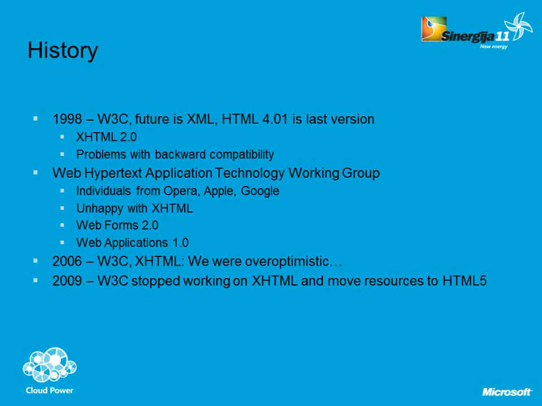In 2006, the guys from W3C wrote some memo saying we were over-optimistic, and they, let's say, apologized for the work on XHTML. And in 2009, they stopped working on XHTML. They took the work from the Web Hypertext Application Technology Working Group, put it together with old HTML, and this is what we know as HTML5.